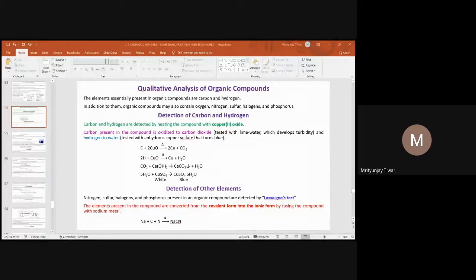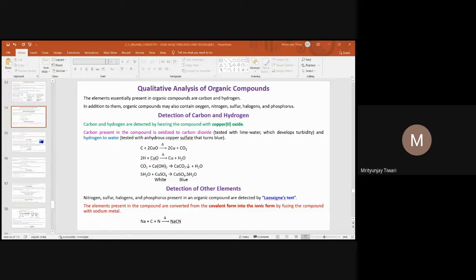And then this numerical problem we saw. And then I have also explained how one can estimate the mass percentage of nitrogen. To estimate the mass percentage of nitrogen, there are two methods: Dumas method and Kjeldahl's method. Dumas method I have already explained. Kjeldahl's method I will explain today.